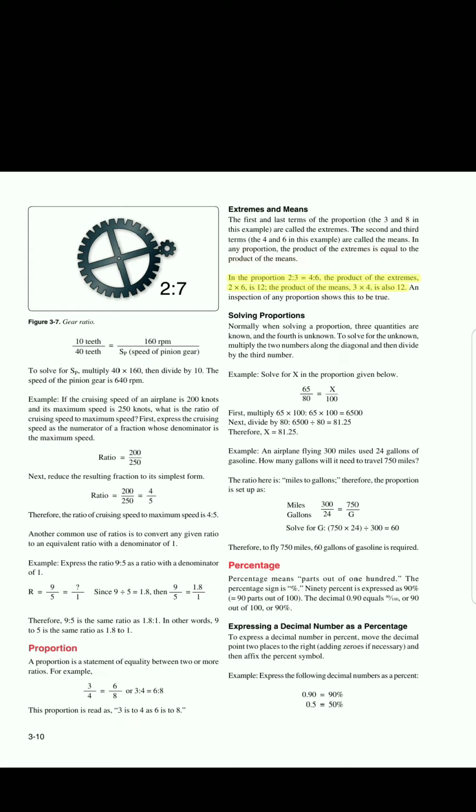In the proportion 2/3 equals 4/6, the product of the extremes, 2 times 6, is 12. The product of the means, 3 times 4, is also 12. An inspection of any proportion shows this to be true.